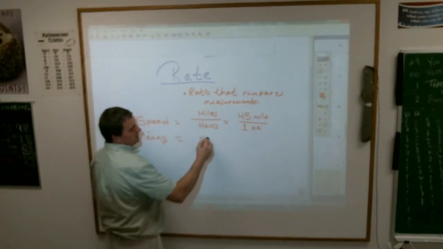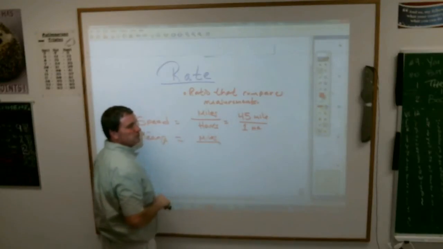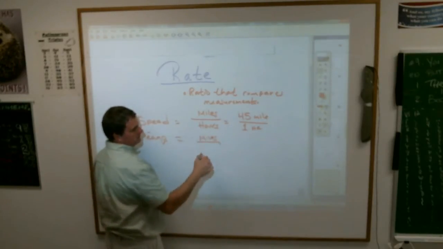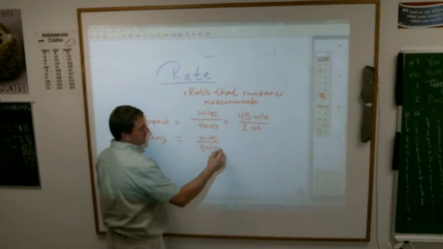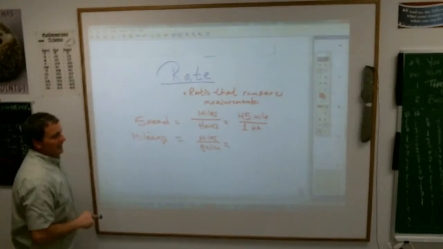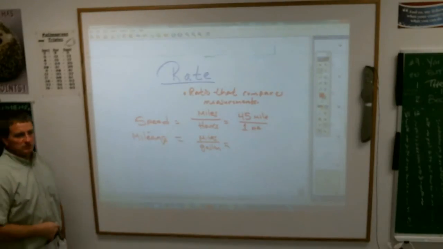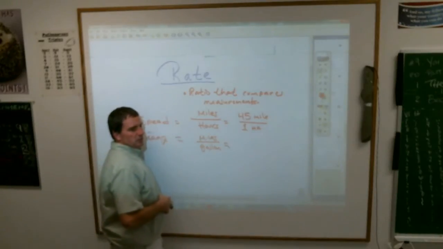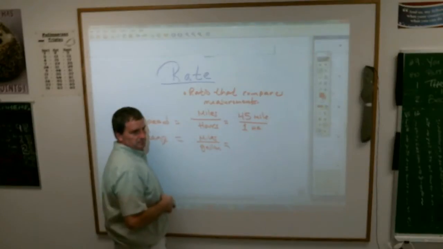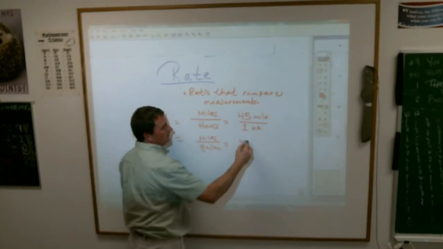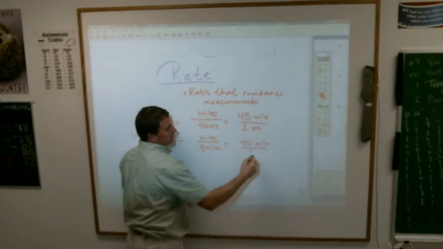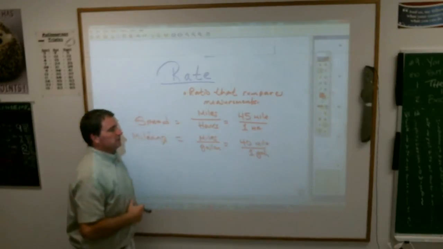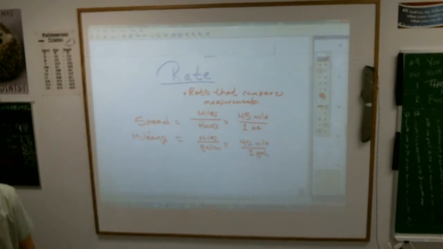Miles per gallon. By the way, that word per, when you see it in math, that is a fraction line. Anybody know what the average car mileage in miles per gallon is? What would be good gas mileage? 40? Yeah, that'd be very good, actually. I would say average cars are probably in the mid to upper 20s, depending on whether you're on the express or on the road.